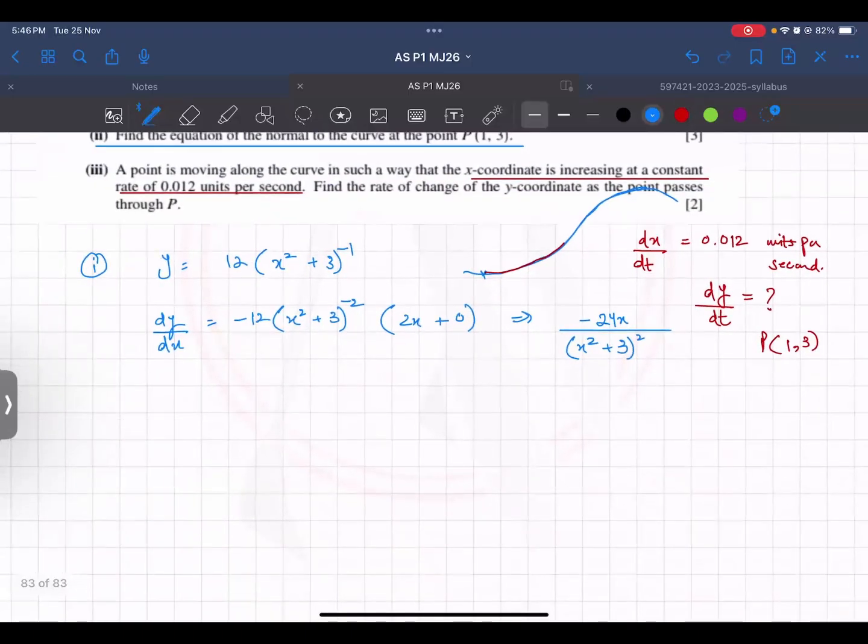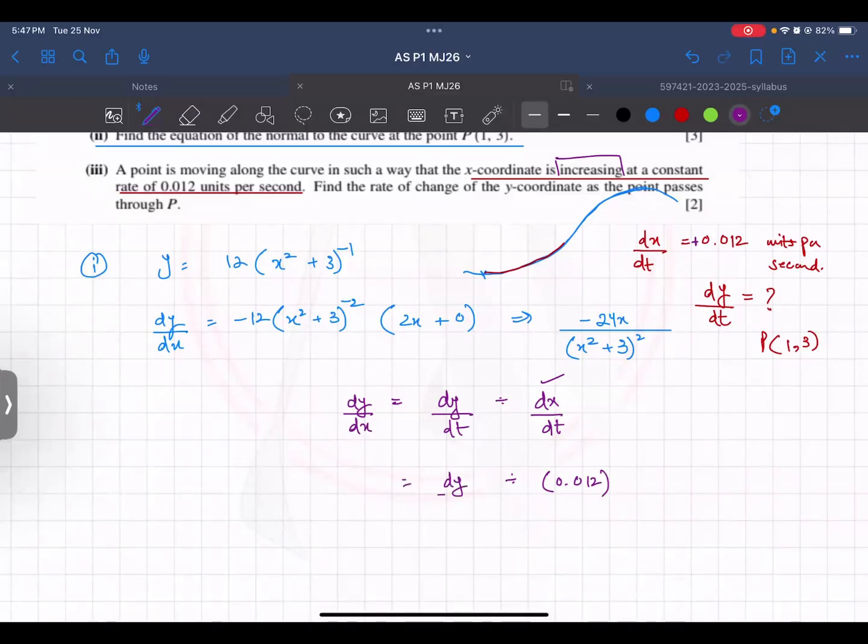It is time. So first of all, if you bring in the formula that we knew, dy by dx is equal to dy divided by dt, divided by dx divided by dt. This is your formula. Now they have given you this dx by dt. It is increasing. Increasing means that the gradient is positive. So this is given to you as positive 0.012. And this is what they have asked you to find, dy by dt.